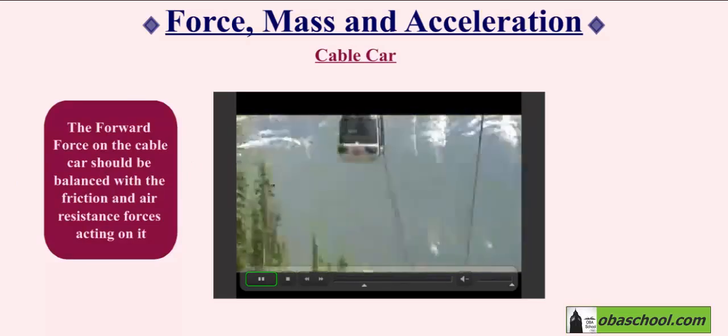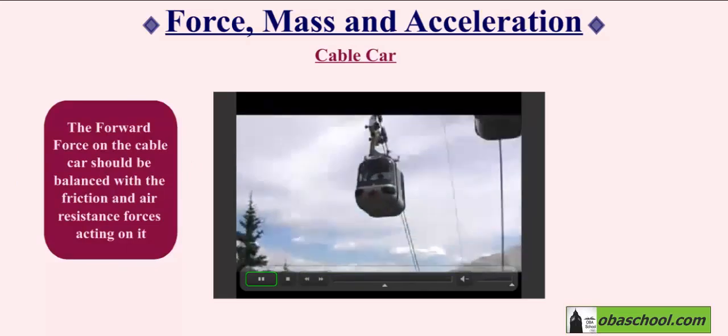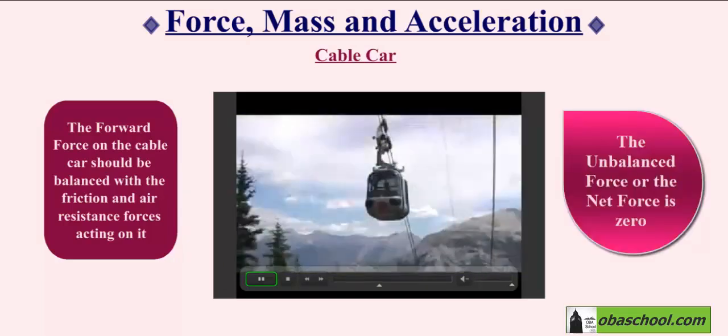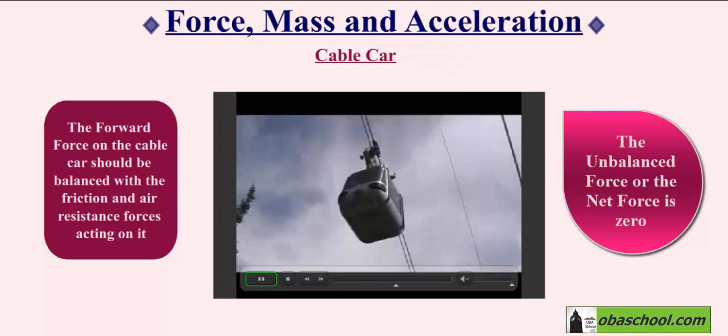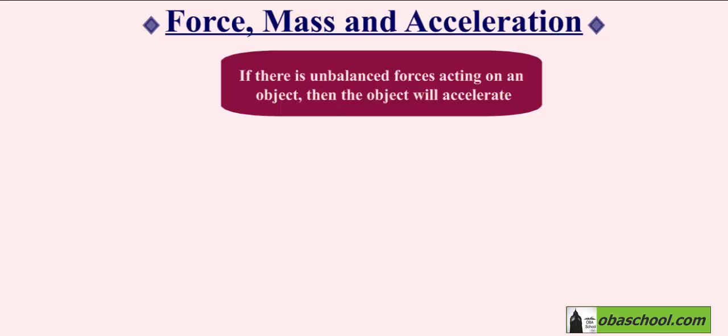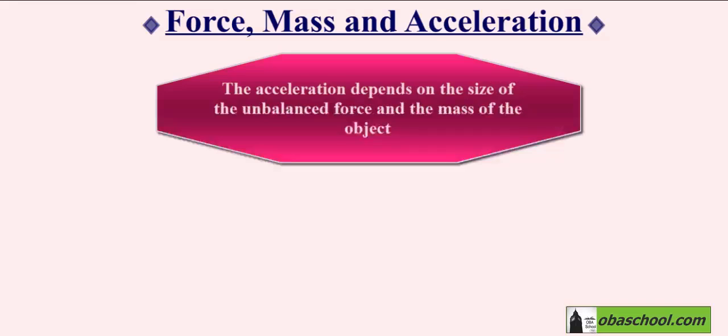The forward force on the cable car should be balanced with the friction and air resistance forces acting on it. The unbalanced force or the net force is 0. So we can conclude that at a constant speed, the unbalanced force on an object is 0. Also, we can conclude that if there is an unbalanced force acting on an object, then the object will accelerate. And we can say that the acceleration depends on the size of the unbalanced force and the mass of the object.